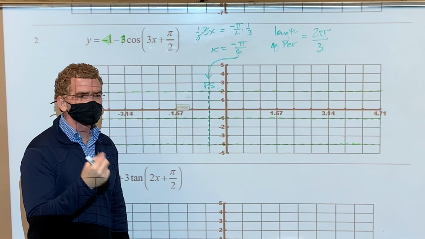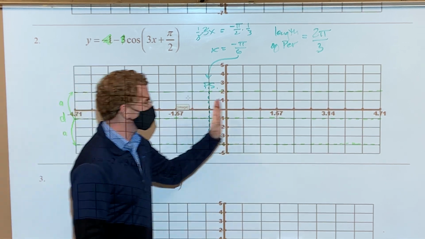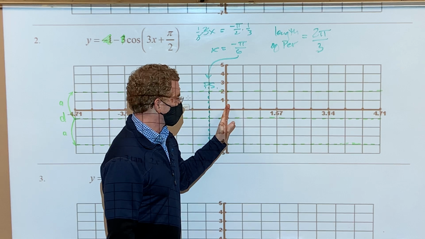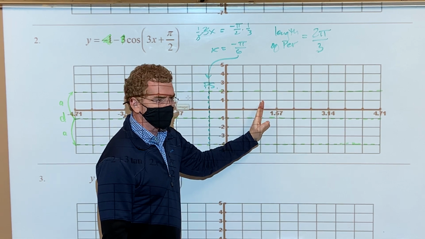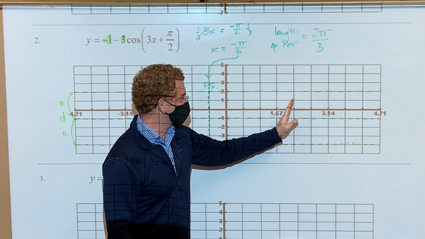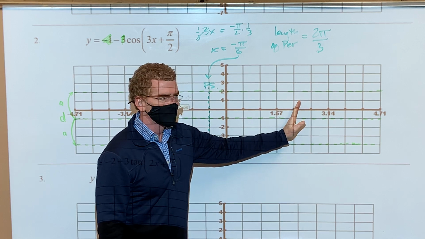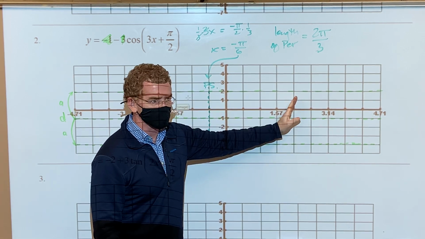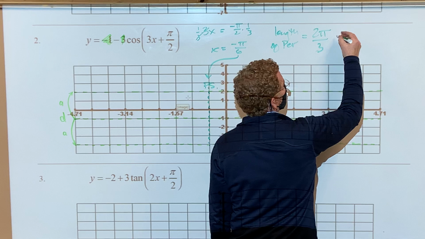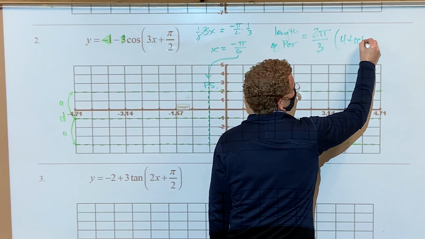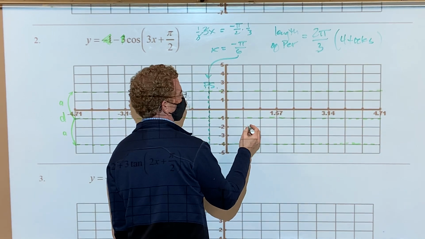How long is 2/3 of a pi? This is pi. 1/3 would be 2 tick marks, right? 2/3 would be 4 tick marks. So 4 tick marks is 2/3 of a pi. So I'm going to say the length would be 4 ticks, and that's a coincidence. That was the same on both.